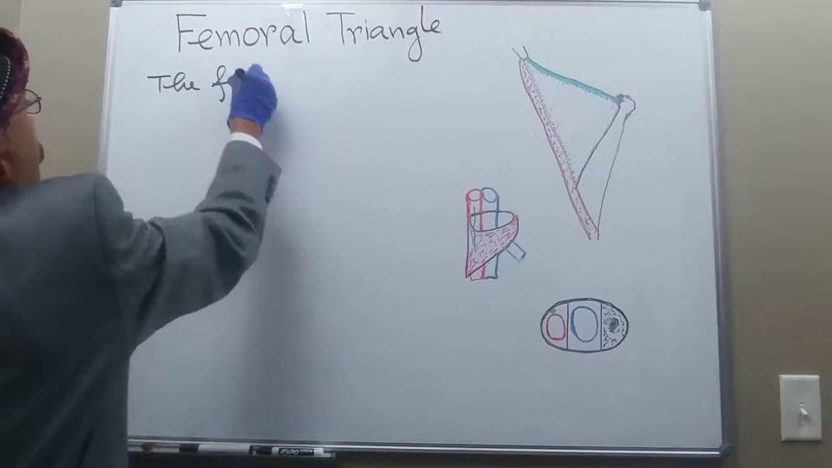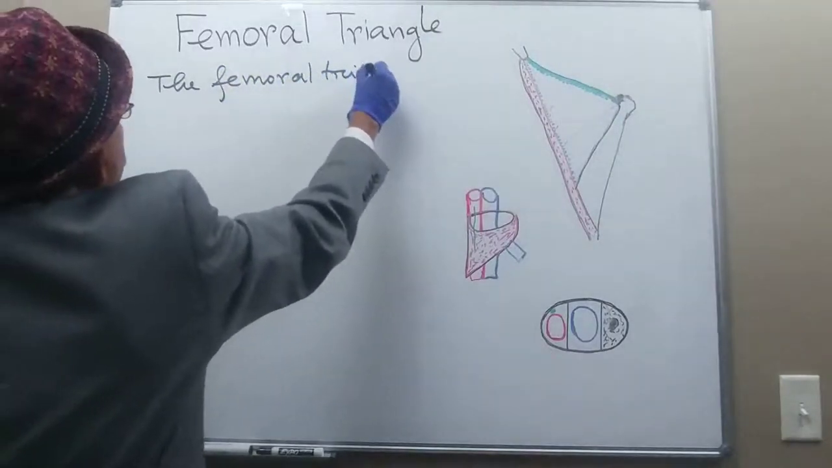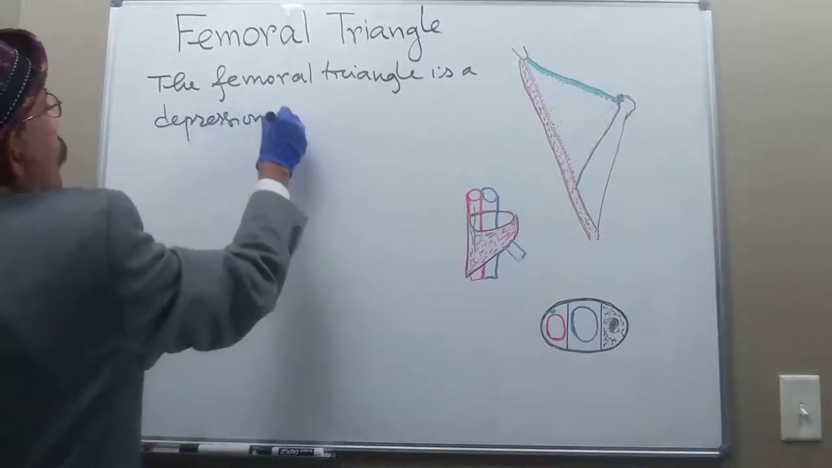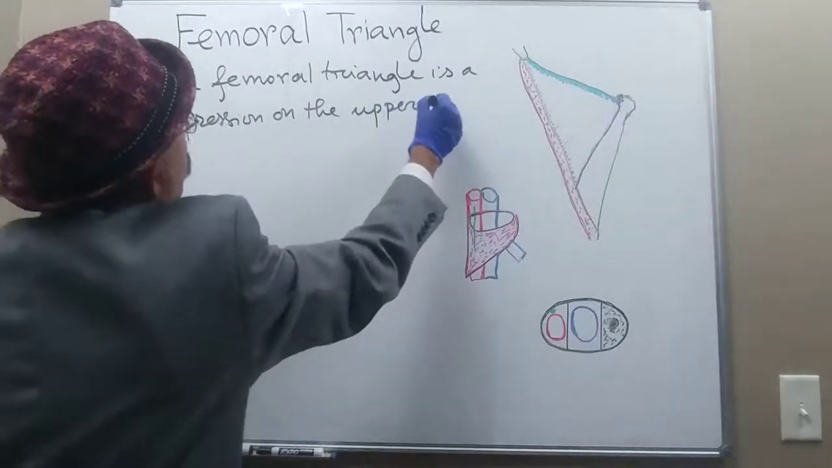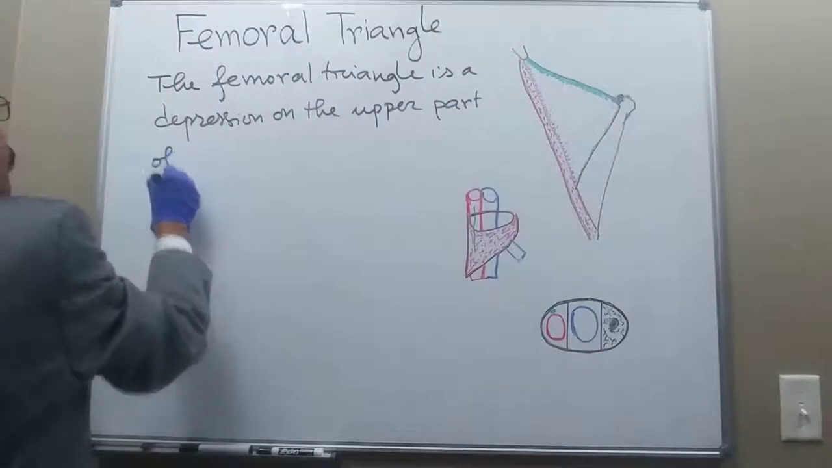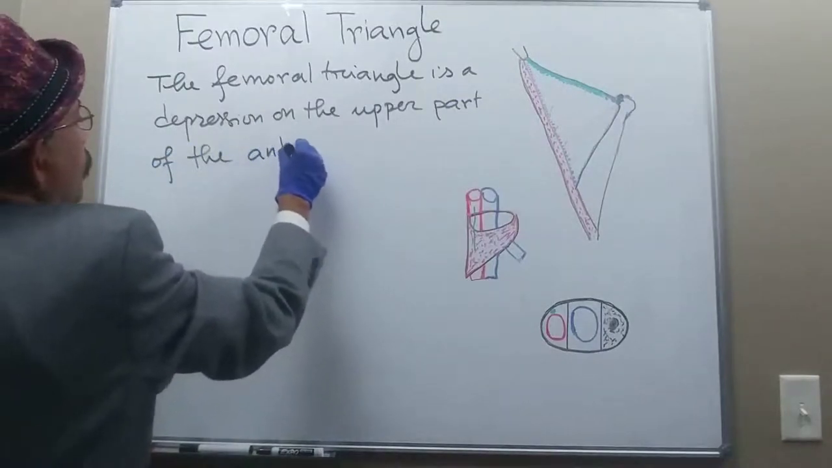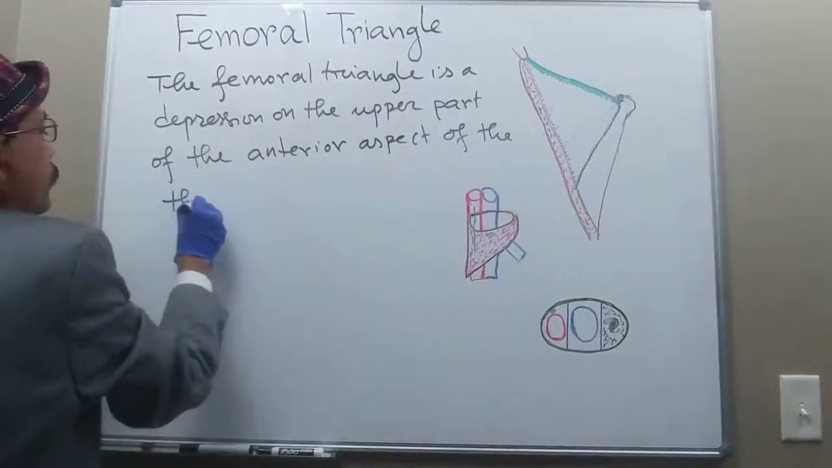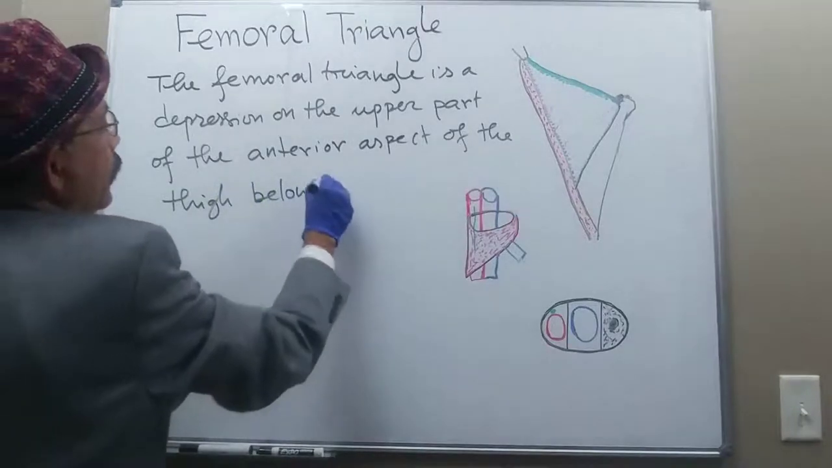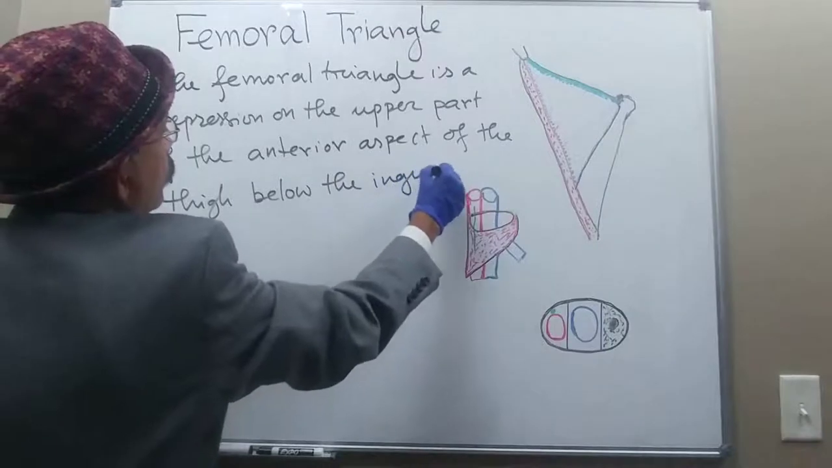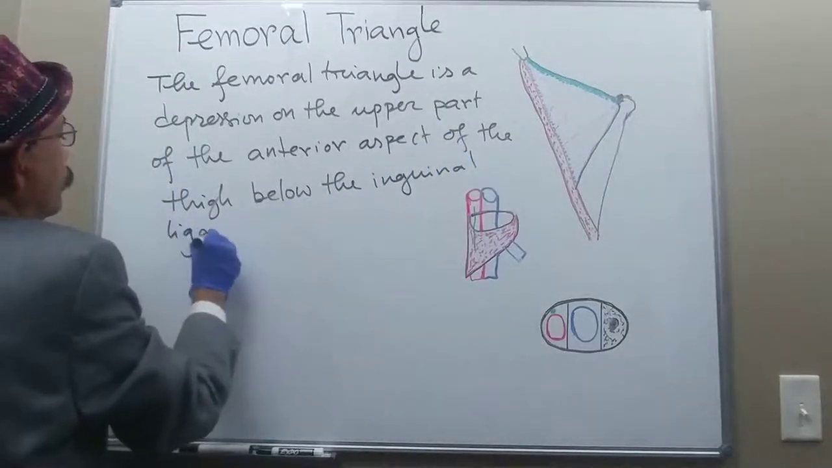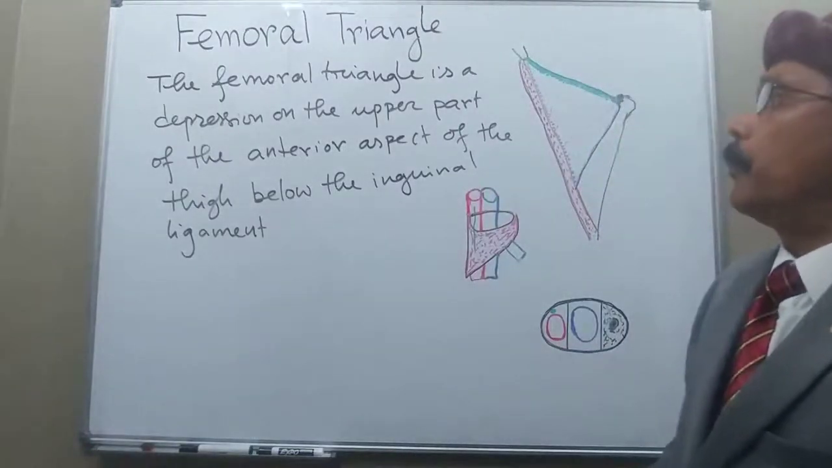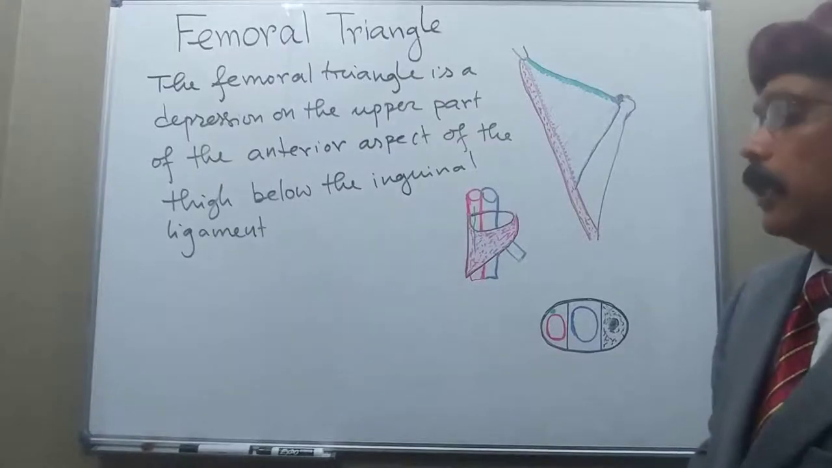The femoral triangle is a depression on the upper part of the anterior aspect of the thigh below the inguinal ligament. So you got the definition of the femoral triangle.